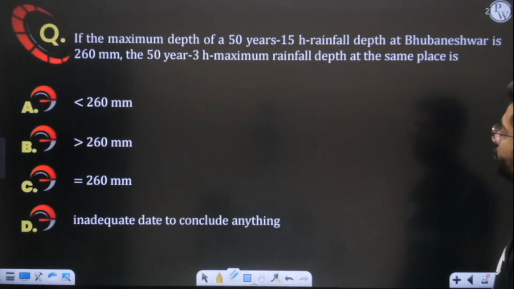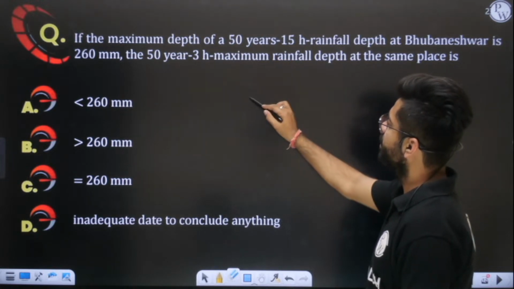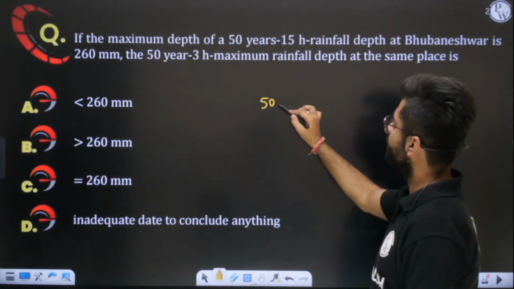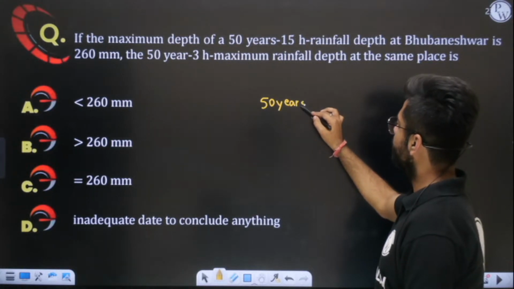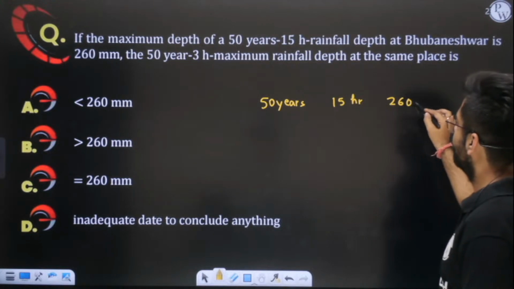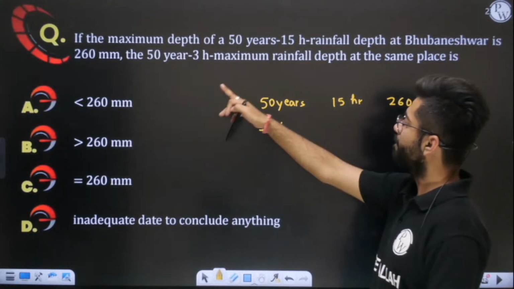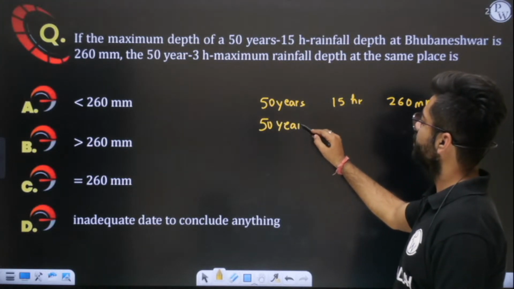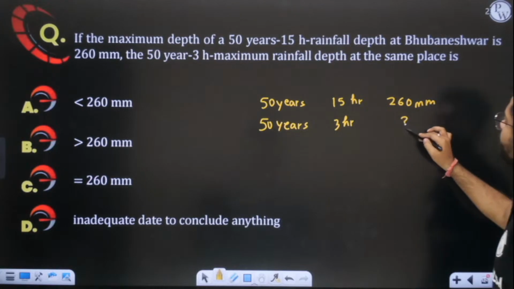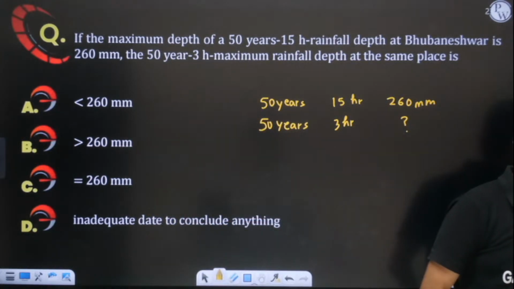If the maximum depth of a 15-hour rainfall at Bhubaneswar is 260 mm, return period is 50 years. Return period is 50 years, rainfall duration is 15 hour, depth is 260 mm. Return period is again 50 years. Duration of rainfall is 3 hour. Tell me what depth you will expect here. Tell me the answer to this one.